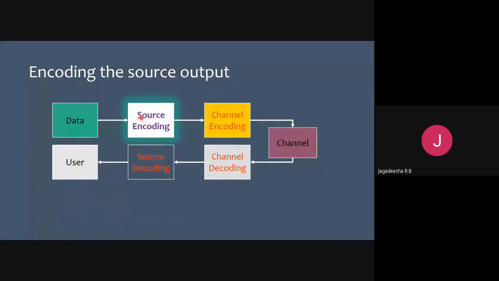As I said, what's the main function of source encoding? Source encoding will mainly convert the message or data that comes from different sources into digital format. It will assign a digital pattern for every message.